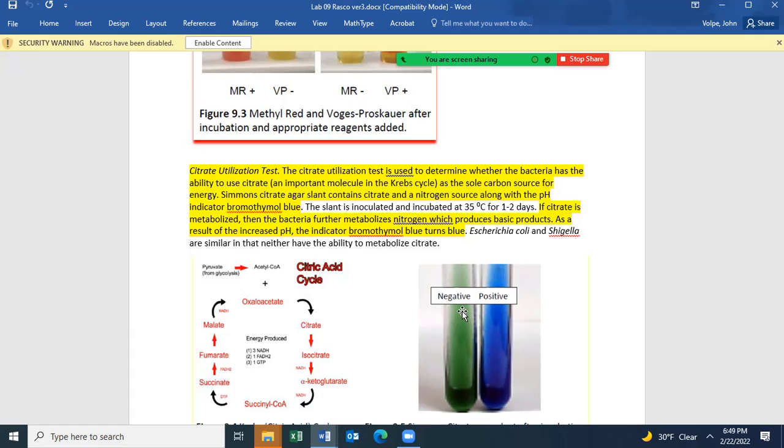All right. Any questions about that? E. coli and Shigella can metabolize citrate and they will turn the tube blue.